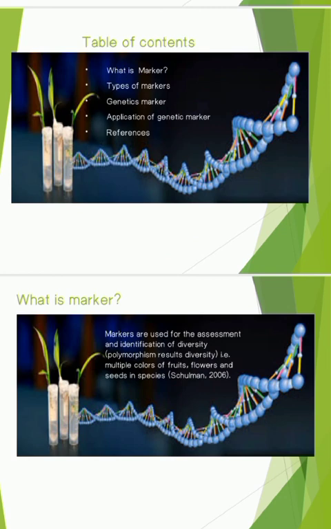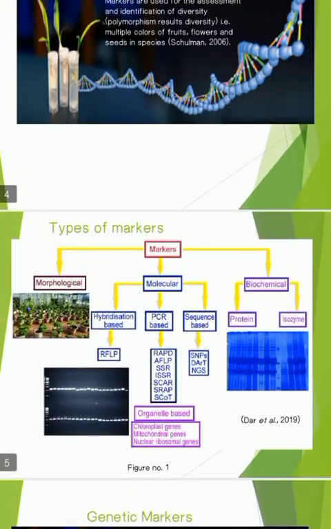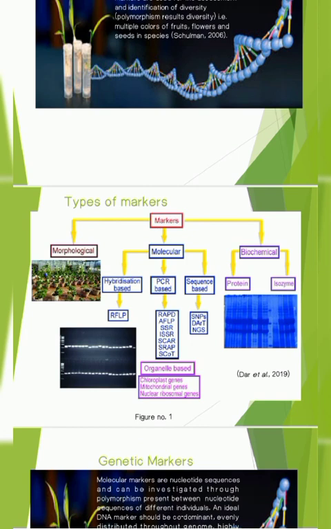What is a marker? Markers are used for assessment and identification of diversity and polymorphism. For example, the multiple colors of fruits, flowers, and seeds in a species. This diagram shows that markers have three types.